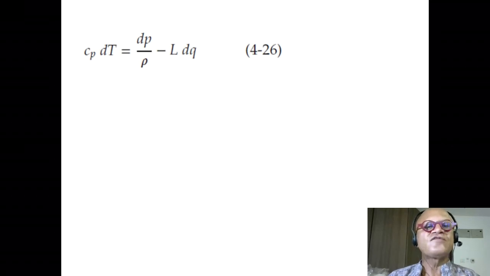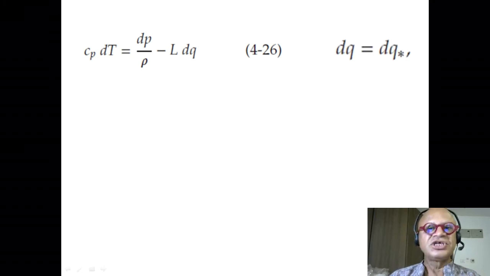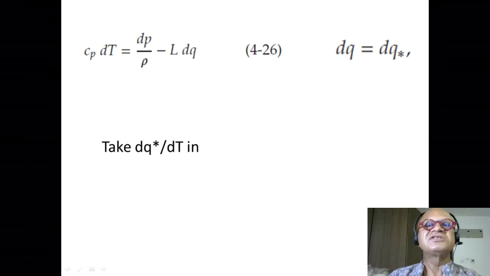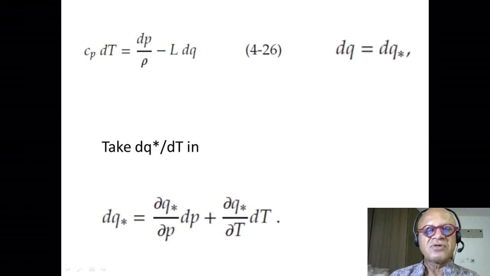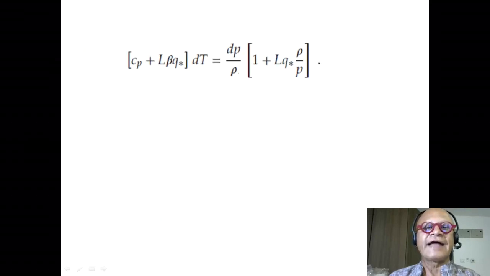So you plug it back into 426, which was basically our thermodynamic equation with delta Q equals 0. So we have Cp dT equals dP over rho minus L dQ, and dQ here is just dQ star. We're dealing with the saturated adiabatic lapse rate. So dQ star/dT can be written as this. We already saw that. I'm just repeating so that you don't get lost. So you can get dP/dT out of that.